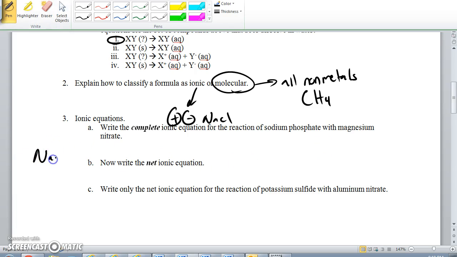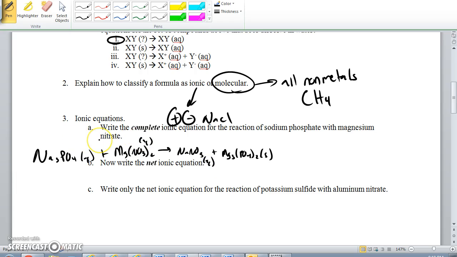I'm going to do sodium phosphate, so it's Na3PO4 aqueous, plus magnesium nitrate, so it's Mg(NO3)2, and that's going to give me NaNO3 plus Mg3(PO4)2. That will be insoluble, and the others will be aqueous. So we have 2 nitrates, 3 phosphates. 2 phosphates, so we'll put 2 here, which gives me a 6 here, which gives me then a 3 here.